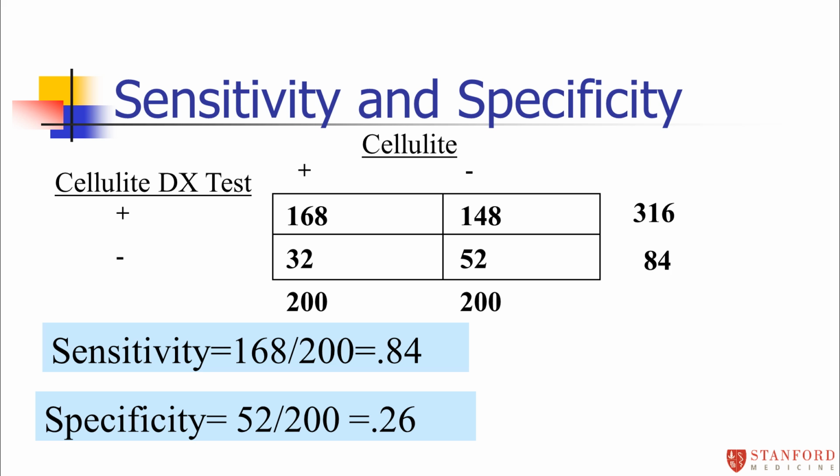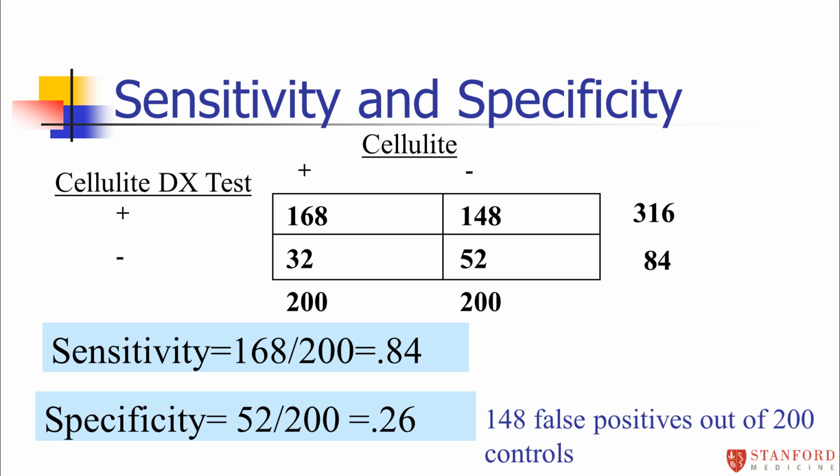The specificity is 26%, because if you look carefully, there were 200 women who did not have cellulite. Only 52 of them actually tested negative on this test. So this genetic variant is actually really common. It's much more common to get a positive result from this test than to get a negative test. But the specificity here was 26%. In other words, there were 148 false positives. 148 women out of the control group falsely tested positive on this test.